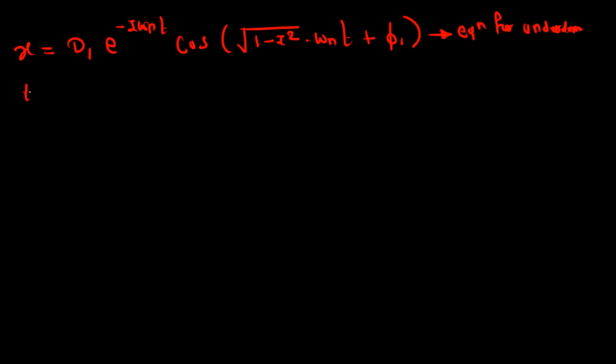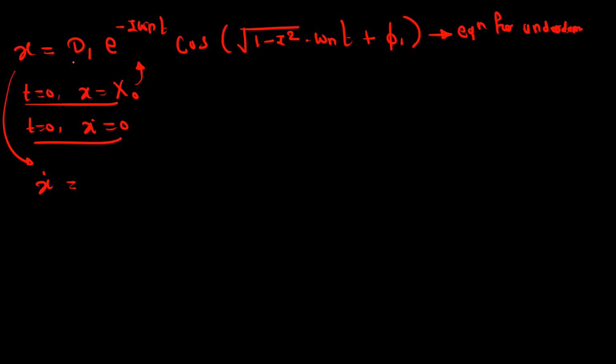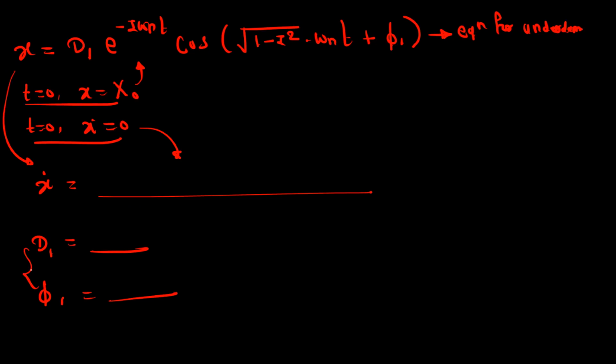Now assume initial conditions. At t equal to 0, x is equal to x0 and at t equal to 0, x dot is equal to 0. For the first condition, you can directly put this condition in this equation. For the second condition, you need to find the x dot term. That means you have to differentiate this complete equation, get the equation and use the second condition. And then you can find the constant values D1 and phi 1 and substitute these values again in this equation. That is your final solution.